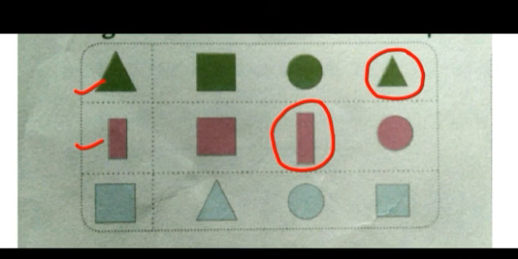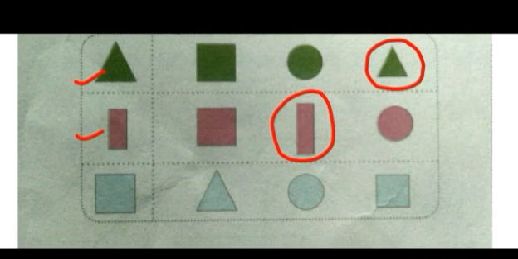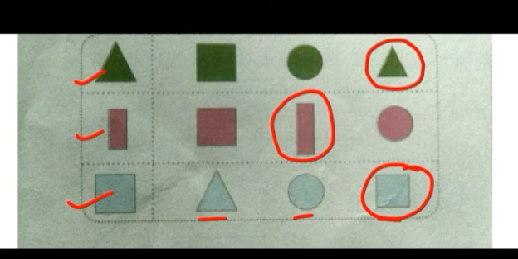Now see the third one. It's a shape of a square. So which shape looks the same as it? This one, or this one? Yes, the third one looks the same as the given figure. So this is the way how we circle the same shape.